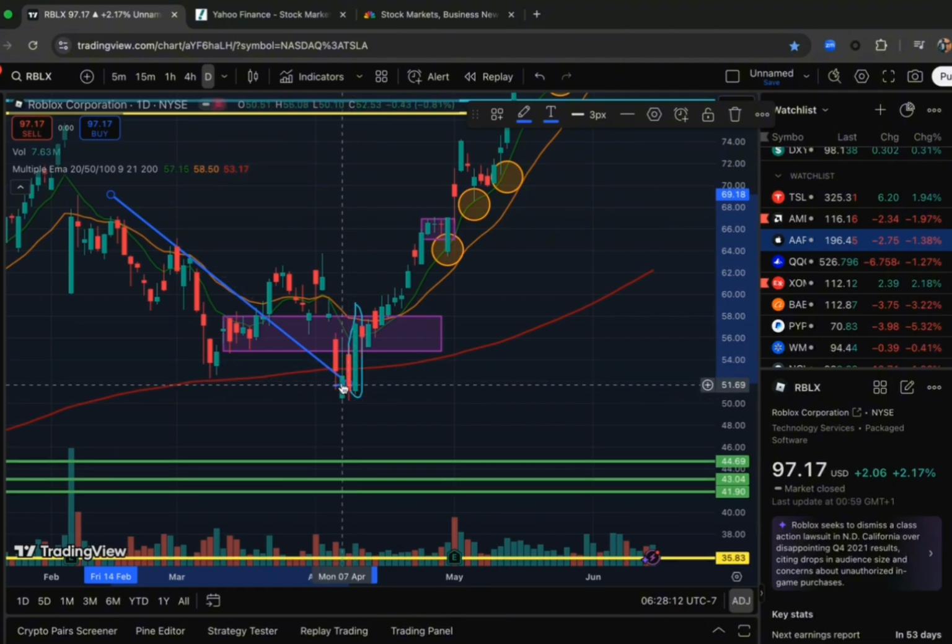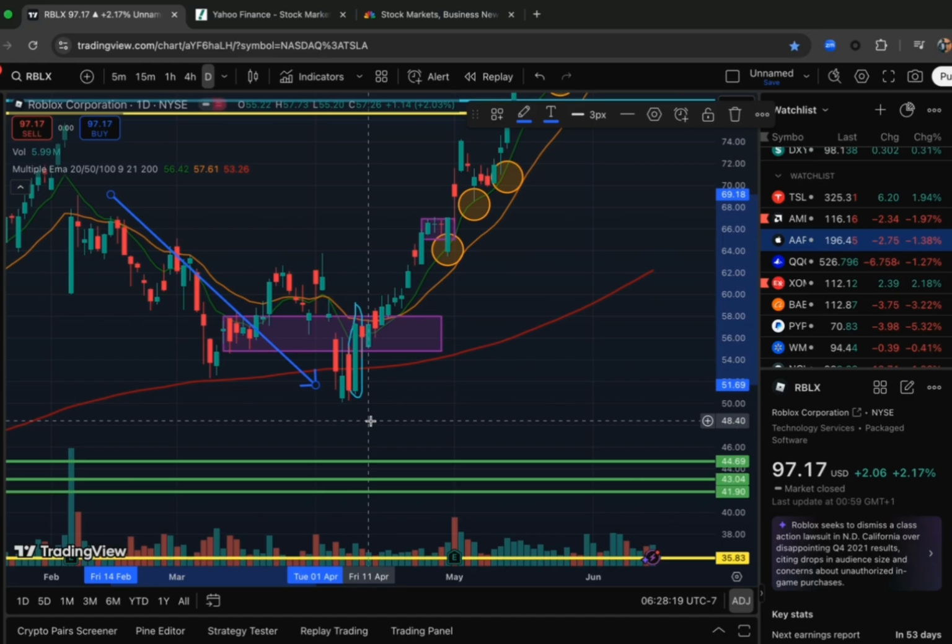So if someone wanted to take puts down here, it would have been understandable. If someone wanted to short Roblox here, it would have been understandable. But I've highlighted this big green bar, right? It's a strong green bar. So why have I highlighted this?